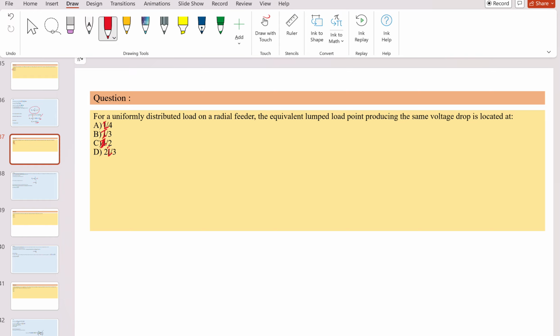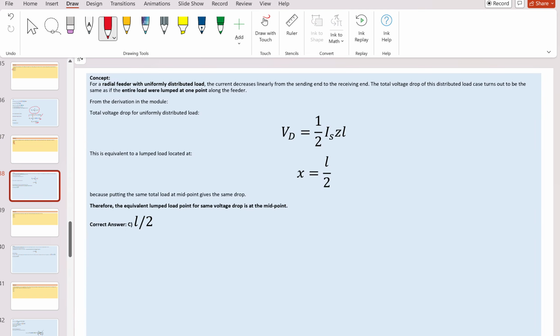Okay, let me give the formula for this. Here you already know that the voltage drop is equal to half I S Z L. C is actually correct. That is L by 2. Okay, so it is given a lump load.